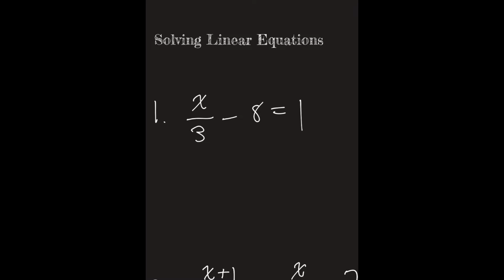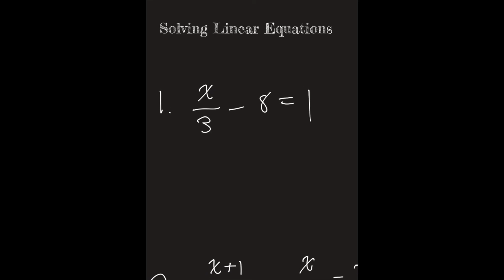Okay, so let's look at this problem here. Number one, we have x over 3 minus 8 is equal to 1. Now my goal, obviously, when I'm solving linear equations, first and foremost, is to get x by itself and everything else on the other side. Maybe a lot of you would start this equation by adding 8 to both sides, and we can do that for sure, but I'm actually going to show you how to clear the denominator first and foremost.